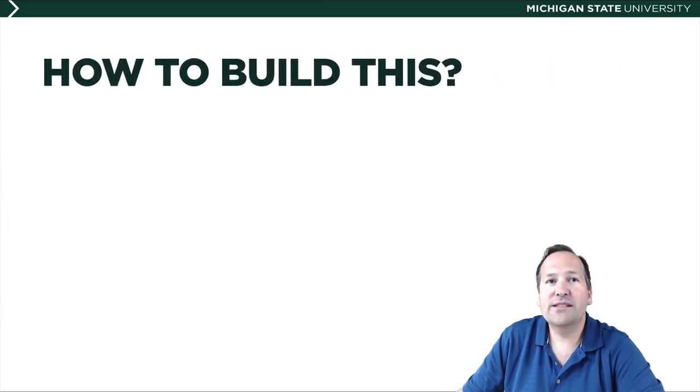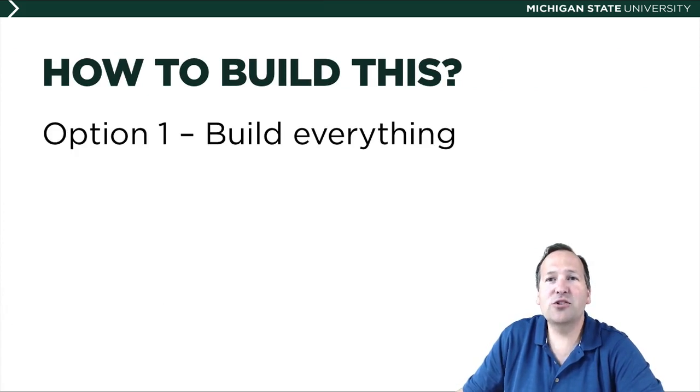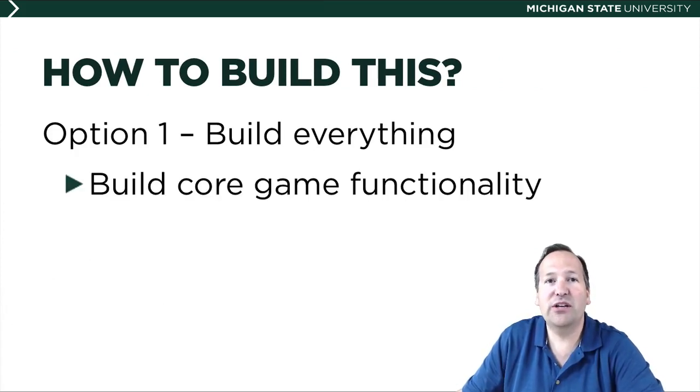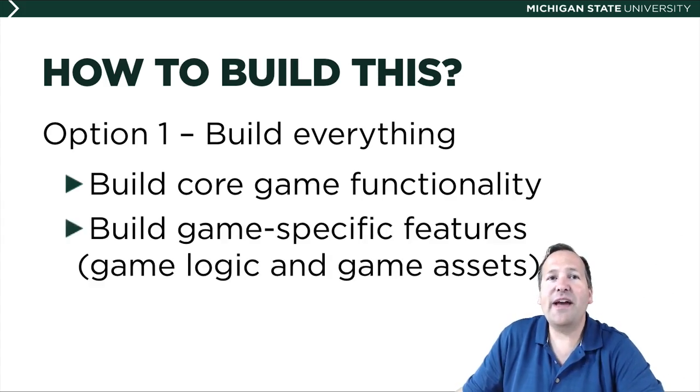So how do we build this? One technique, of course, is to build everything from scratch. That starts with building all the core game functionality, all those core software systems. So for example, if we want to display a JPEG image, we would have to write code to load the image, decompress it, and render it to the screen. We'd have to do the same thing for audio, player input, and all those things we just talked about. Once we get all that done, then we could actually focus on the game-specific features, the game logic, the game assets that make our game unique.